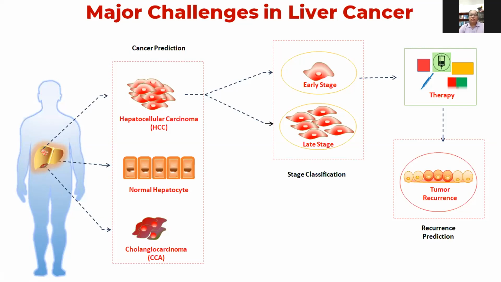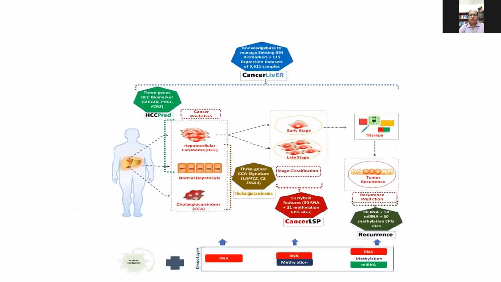With this background, we tried to address these problems by asking 4 major research questions. First, we want to identify a transcriptomic biomarker that can classify HCC from normal samples. As I have already told you, HCC is one of the major primary liver cancers. The second question is whether we can identify transcriptomic signatures that can predict cholangiocarcinoma in comparison to the normal and HCC samples.